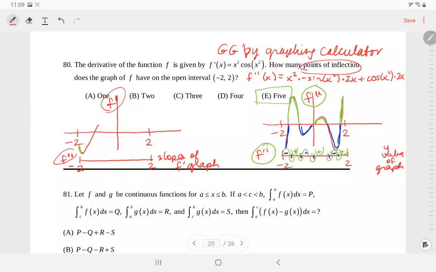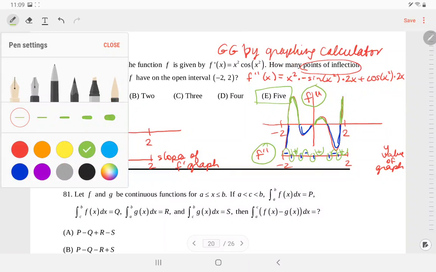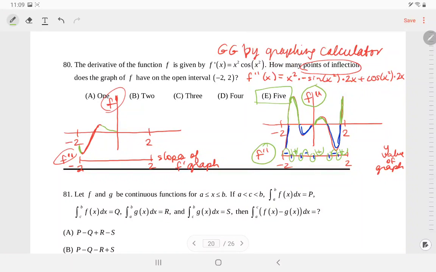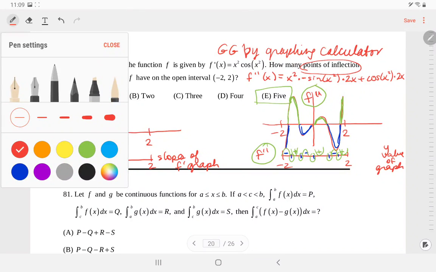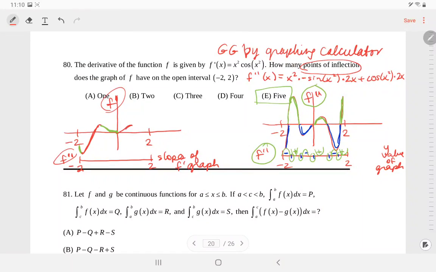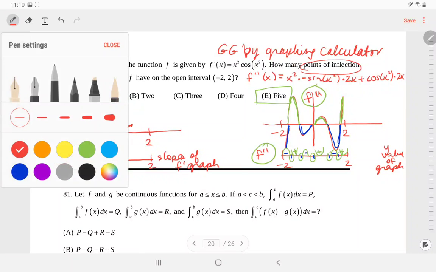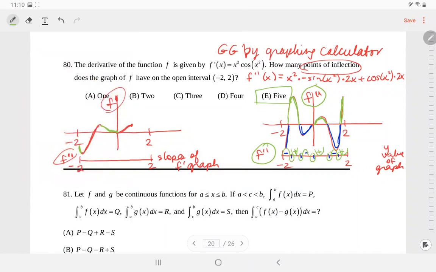I'm increasing until here. Then I'm decreasing, decreasing until here. And then I'm increasing again. I'm just looking at the graph on my phone, so you want to be looking at the graph on your graphing calculator. And then this is decreasing. And then it's increasing again. Okay, and that's f prime.